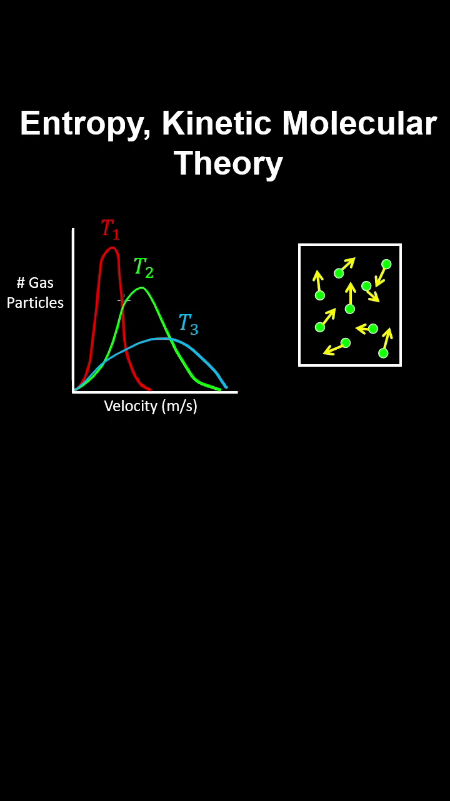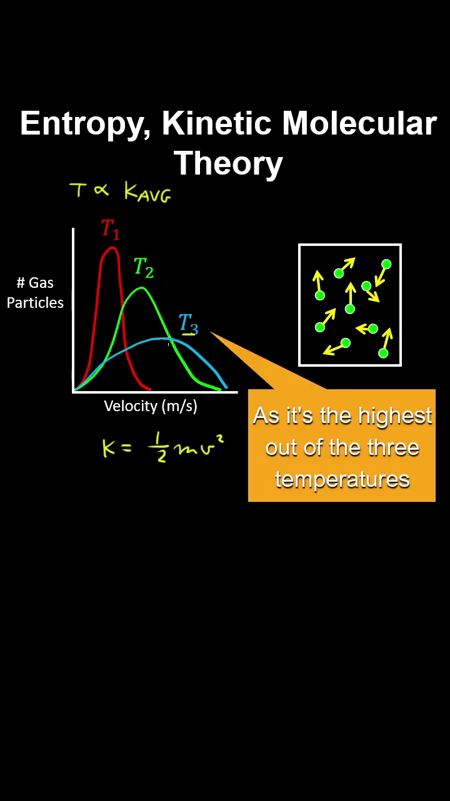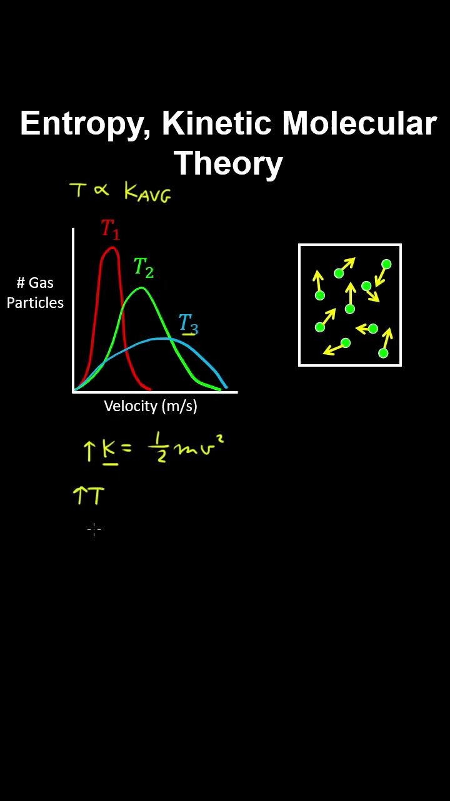Suppose we have the following distributions of gas particle velocities with an increasing temperature. And recall that the temperature is proportional to the average kinetic energy of the system, and the kinetic energy of a gas particle is 1/2 times the mass times the speed squared. So temperature 3 has a larger distribution of gas particle velocities and thereby has a broader distribution of kinetic energy of the gas particles with an increase in temperature. And consequently, as the temperature increases, the disorder or randomness or entropy of the system increases.